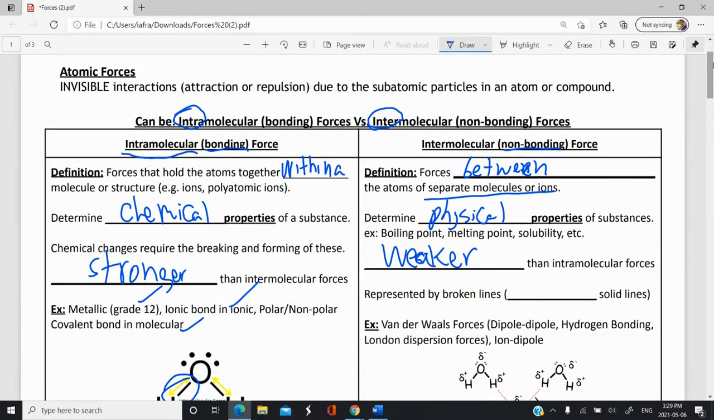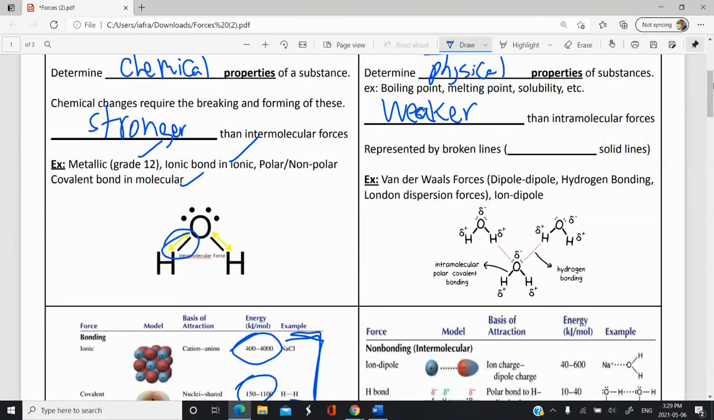For intermolecular forces, remember, they are weaker, and notice that we don't represent them with solid lines like we do with the intramolecular. We represent them with those broken lines, not the solid lines. And the various types are the dipole-dipole, hydrogen bonding, and London dispersion forces, which I sometimes call LDF, and they collectively can be called van der Waals forces. And then another type is also ion-dipole. These are the main types that we're going to be discussing in grade 11.